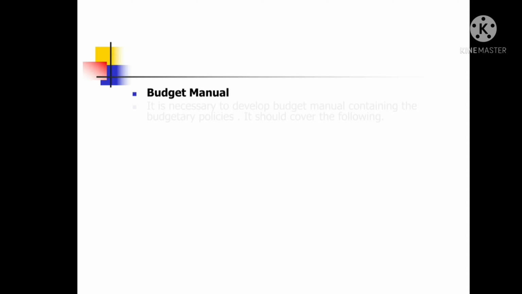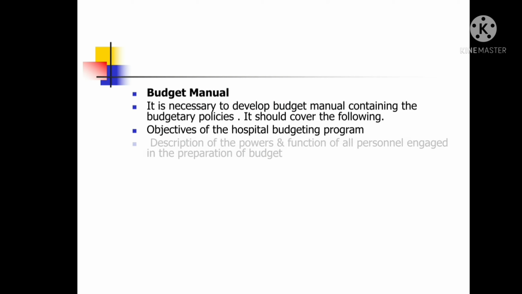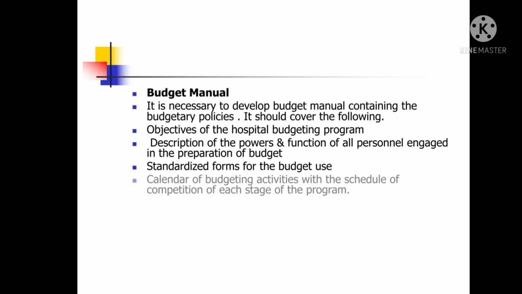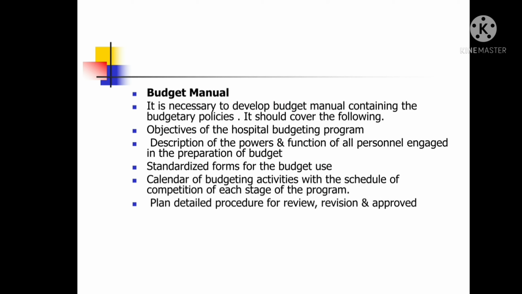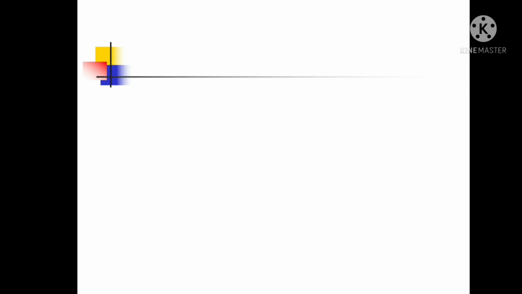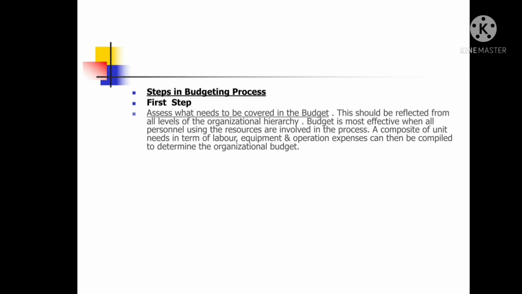What do you mean by budget manual? That's just for your purpose only, containing all the budgetary policies and objectives for the hospital, description of the functions of personnel, the standardized forms, calendar, schedules, procedures, and then master budget, program budget, everything is there in the manual. Steps in the budgeting process, that's what we have seen.